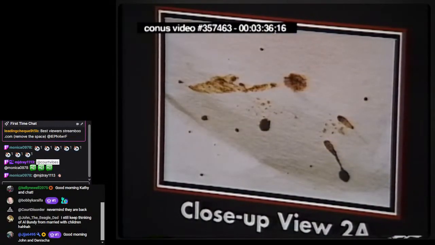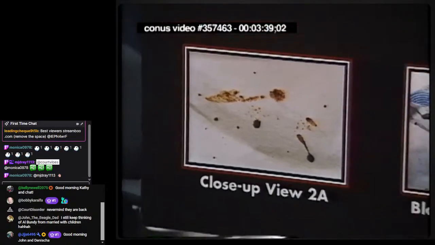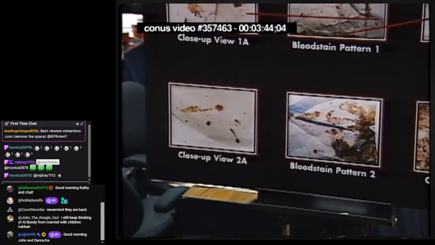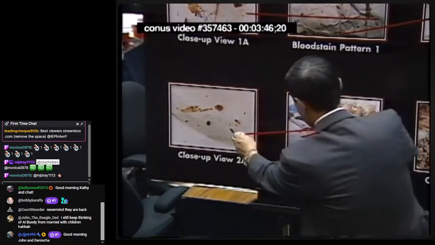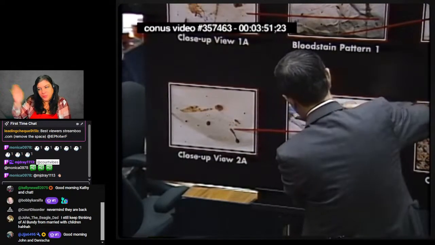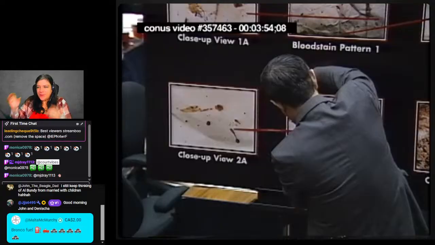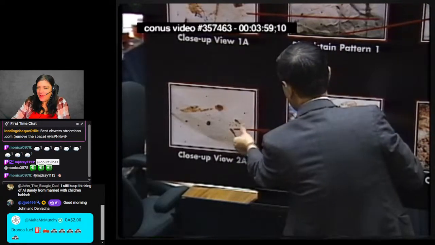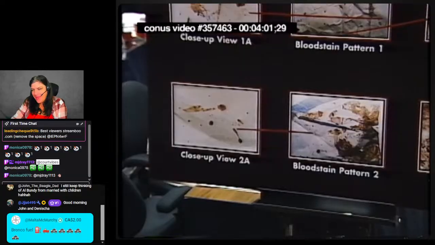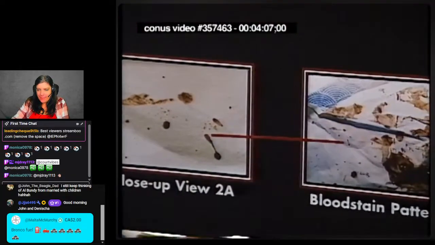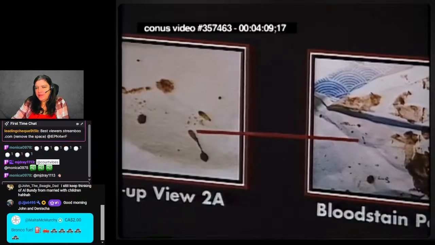Could you please, with the red tape, indicate for the jury the relationship of the close-up view 2A to the bloodstain pattern number 2? So you've indicated here that we have a contact impression. So, none of this is going to surprise you.